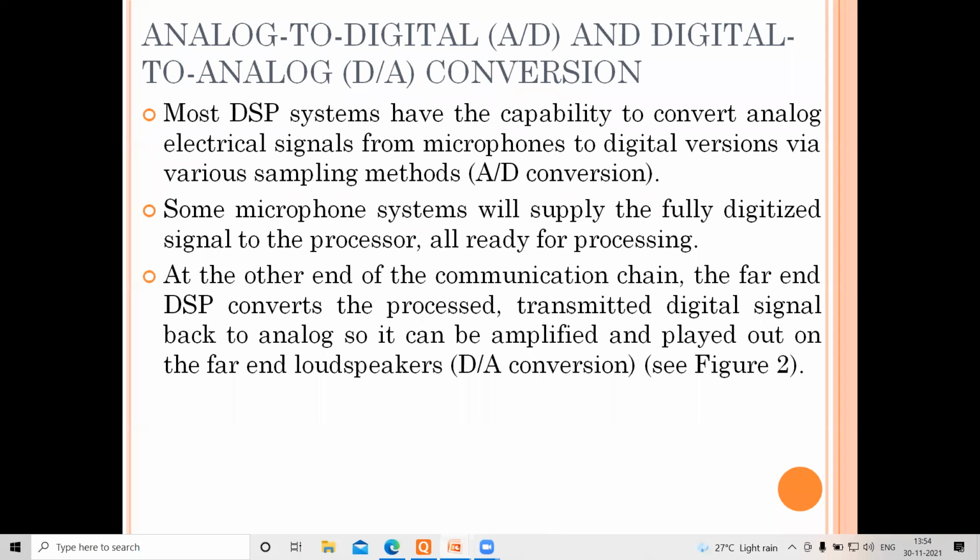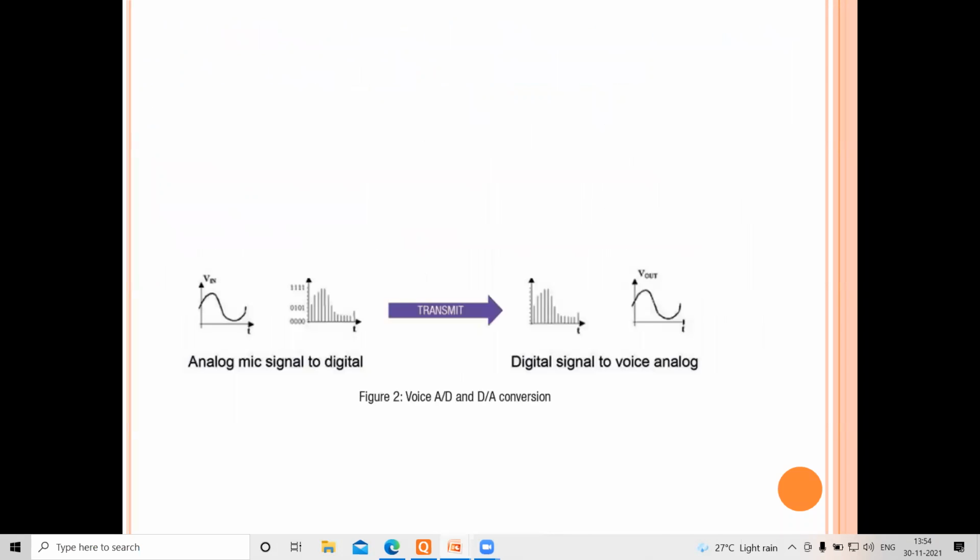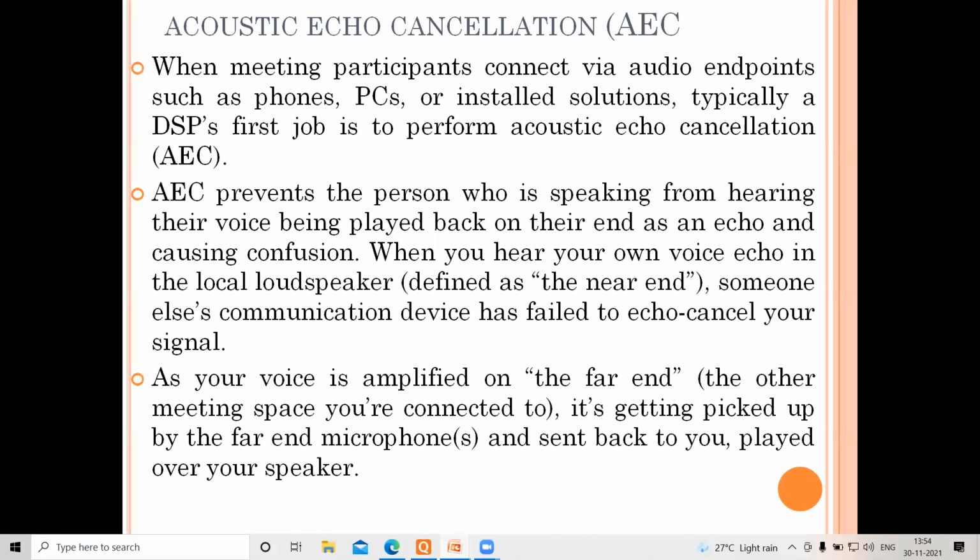At the other end, at the far end, your DSP converter will convert D to A and pass on this information in the form of an amplified signal, right? For A to D, analog to digital conversion, that is the analog mic signal to your digital signal of your voice. This is important in case of your transmissions.